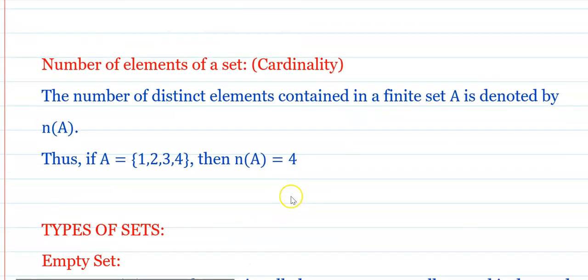Okay. Now the next. Number of elements of a set. That is called the cardinality. म्हणजे काय की एखाद्या सेट मध्ये किती एलिमेंट्स आहेत. ओके, हे देखील तुम्ही लर्न केलेलं आहे 9th स्टँडर्डला. The number of distinct elements contained in a finite set A is denoted by n of A. Thus, if A is equals to, in curly bracket, 1, 2, 3, 4, then n of A is equals to 4. That is the number of the elements are 4.